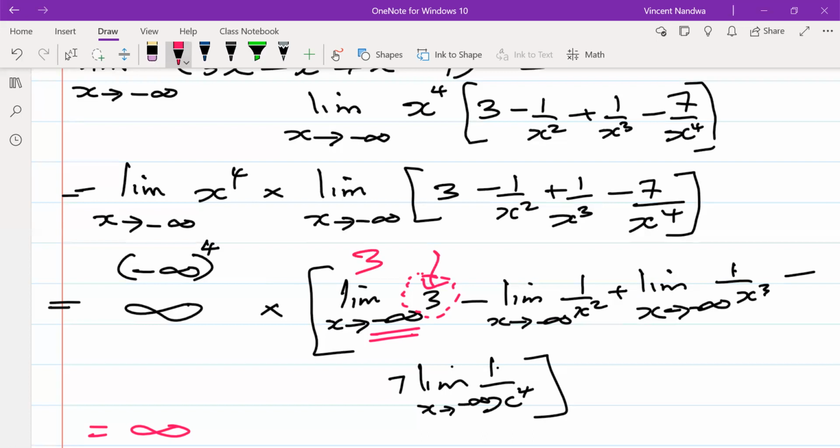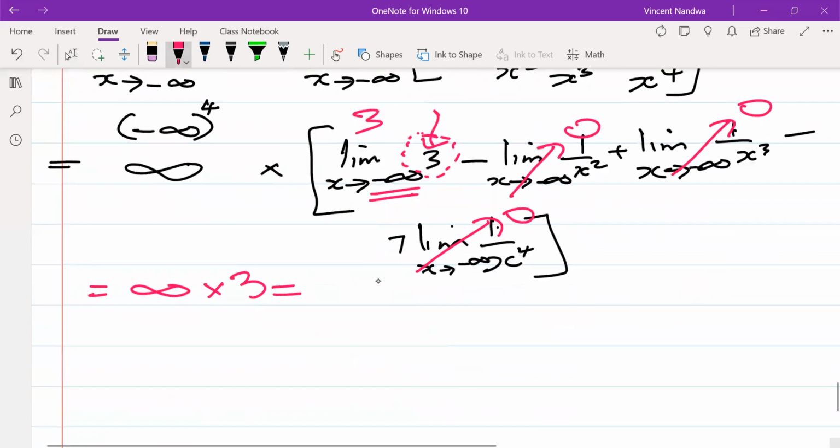And then what is the limit in the second term? 0, because this will also be 0. So what do we get? Positive infinity. So that's what you get.